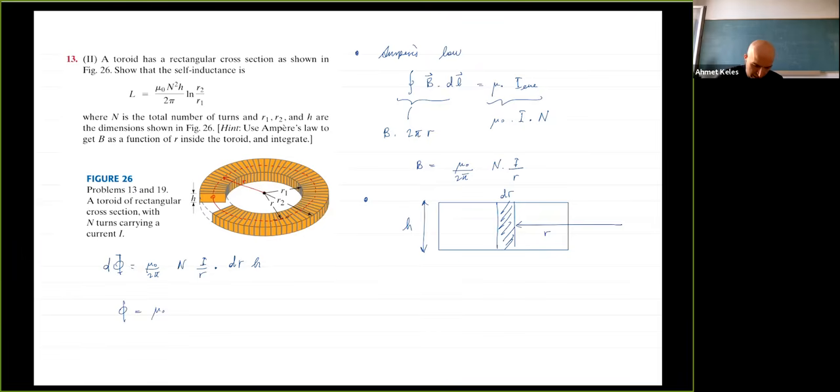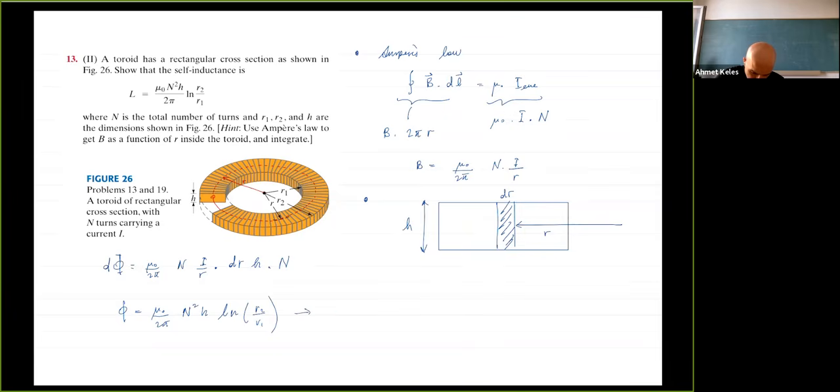Okay, also I forgot. So this is for one square, but my total flux should include all of these squares, and there are n of them. So I'll have to multiply this whole thing with one more factor of n. So this is mu0 over 2 pi n squared times h. And again, this is a 1 over r integral, which is ln r2 over r1.